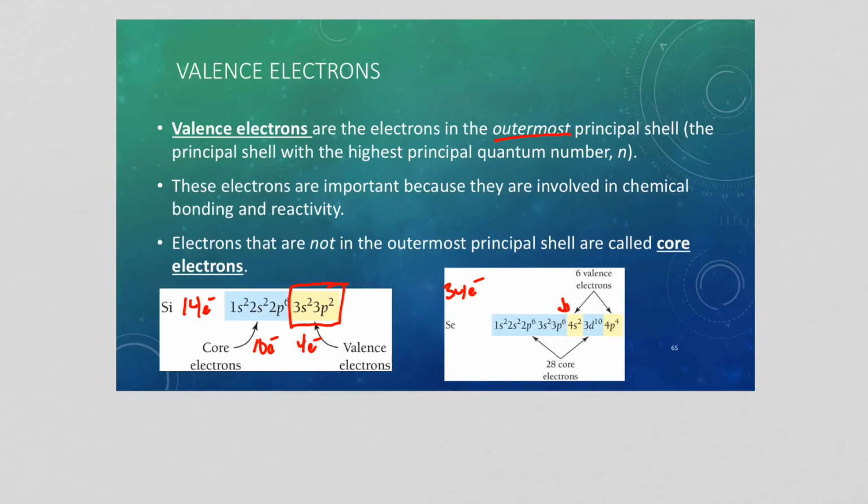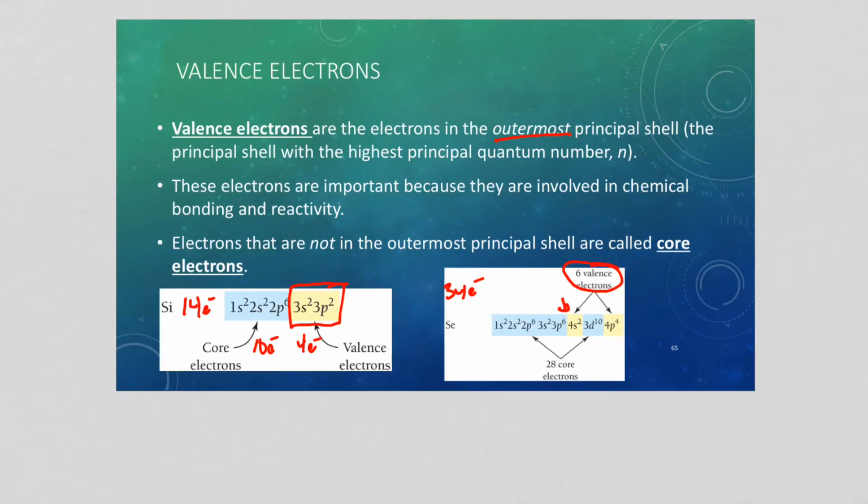Now our valence electrons here are defined again by the highest shell, or the highest principal quantum number. In this case, it's the 4. So any electron in that 4th level is going to be part of the valence. The 2 in the 4s and the 4 in the 4p make up 6 valence electrons in selenium. Even though they're not right next to each other, they are part of the valence. But notice the 3d electrons are not considered part of the valence electrons because they're in a lower principal shell.